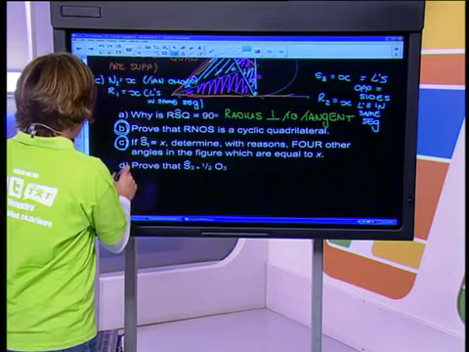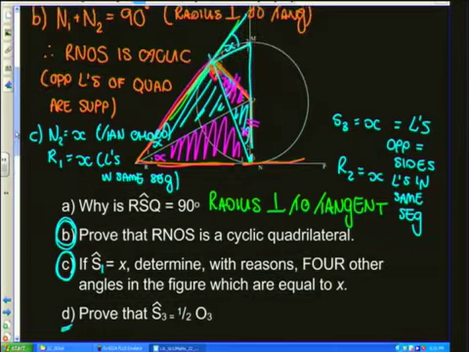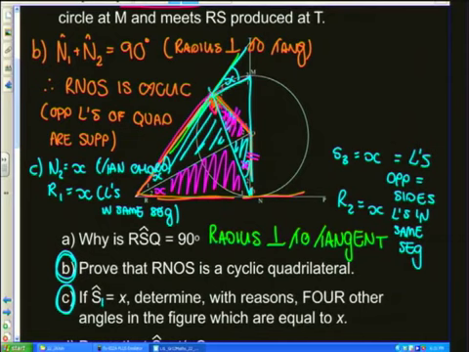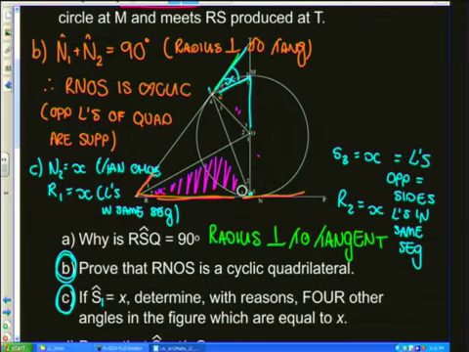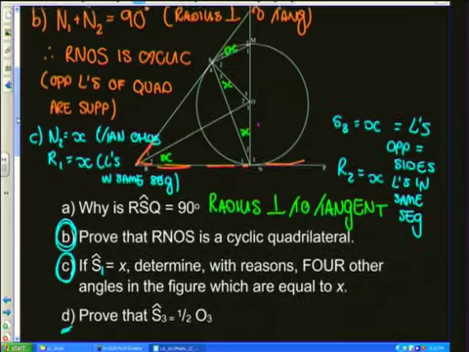And finally, prove that angle S3 is half of angle O3. Let's try and clean this up a little bit so we can actually see what's going on here, otherwise it becomes a bit messy. Okay, so angle S3. There we go, it looks a bit better. And the other thing I'm going to quickly do is put back what we said: this one was X, this one was X, that was X, and that was X.